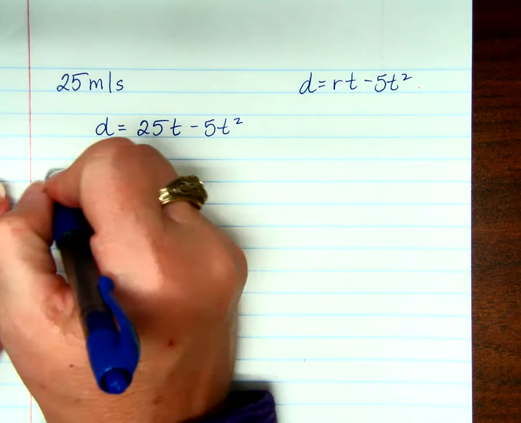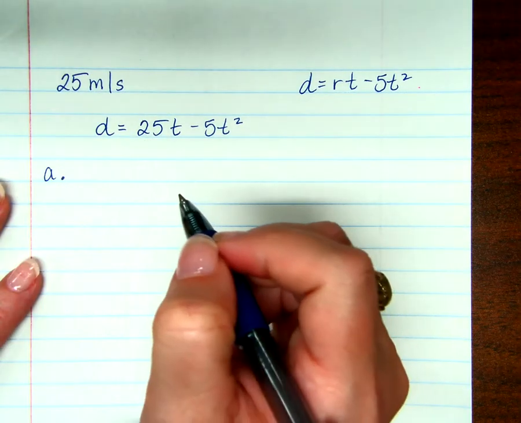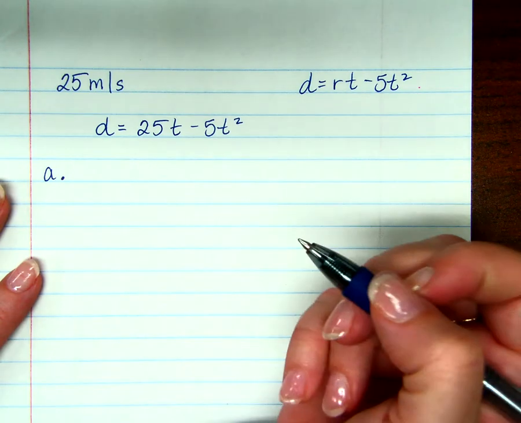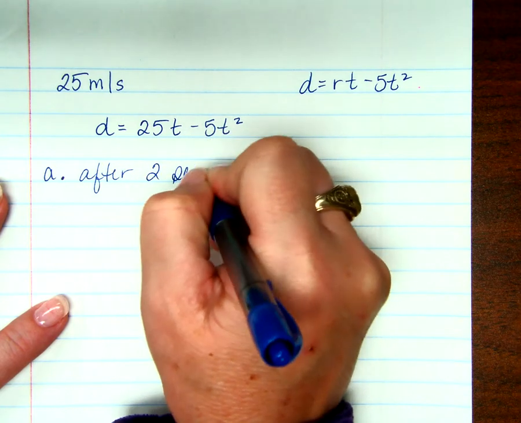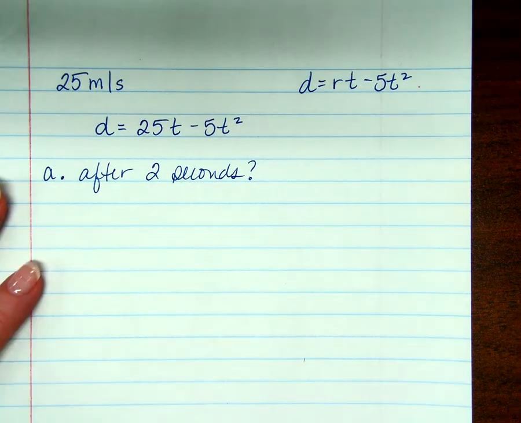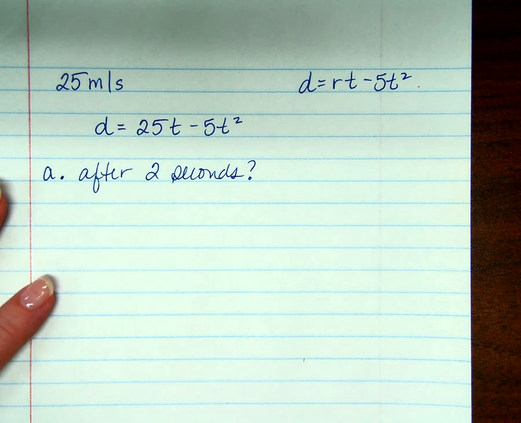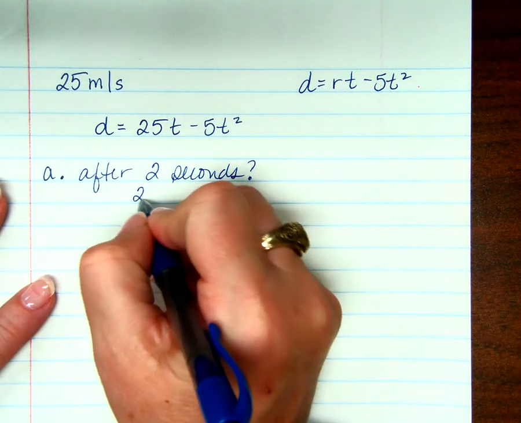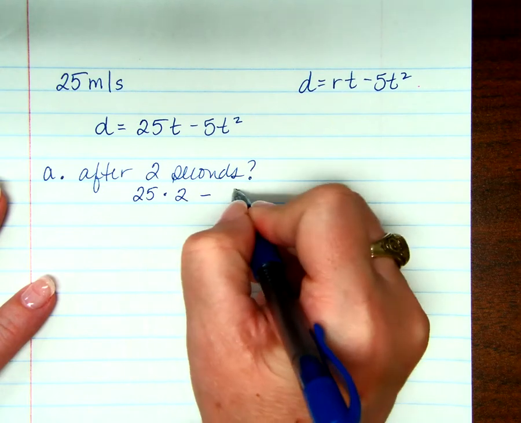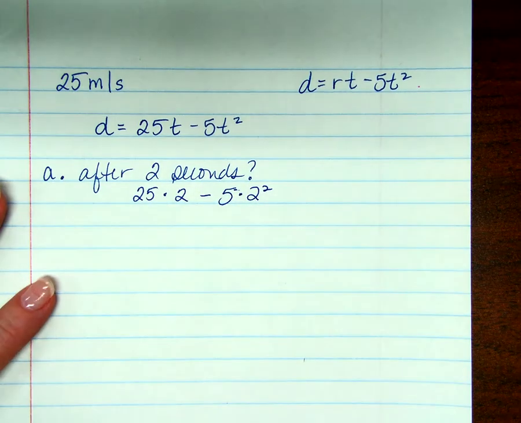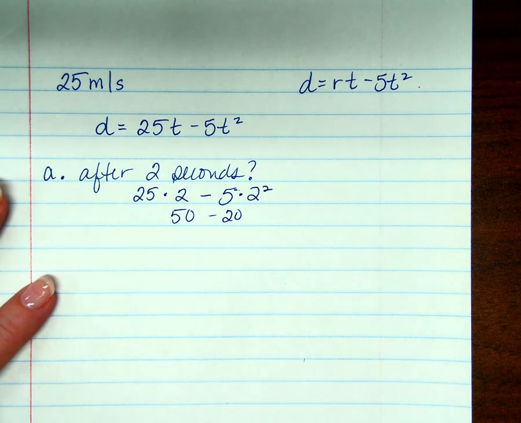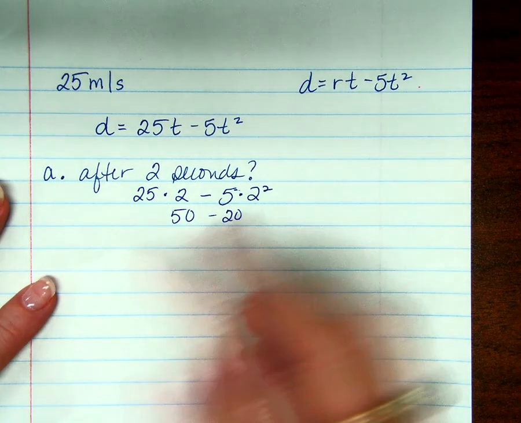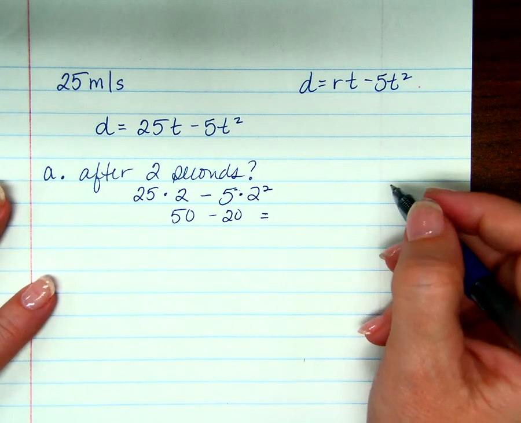Okay? So maybe the first question says, what is its height after 2 seconds? How high is it after 2 seconds? Well, how am I going to figure that out? So 25 times 2 minus 5 times 2 squared. So 50 minus 20. I could do that in the calculator if I wanted, right? But 50 minus 20 is pretty easy to do.